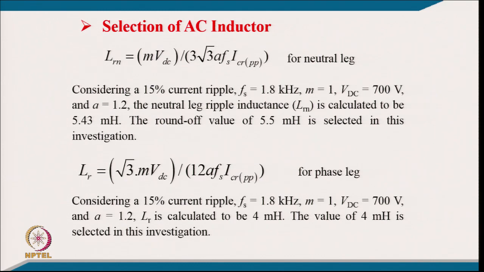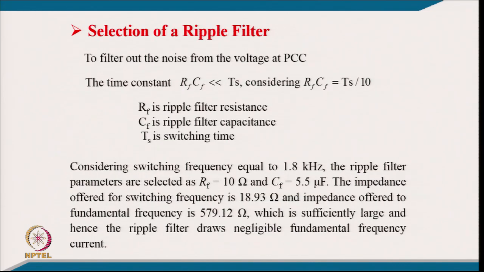Of course, for the other 3 legs the formula remains the same as we discussed for the 3 wire DStatCom, that is root 3 m VDC by 12 A f I ripple. Considering again 15% ripple, 1.8 kilohertz, M equal to 1, VDC 700 and A equal to 1.2, LR can be calculated as 4 millihenry. It comes around 3 point something, so we can select 4 millihenry as the rounded value.